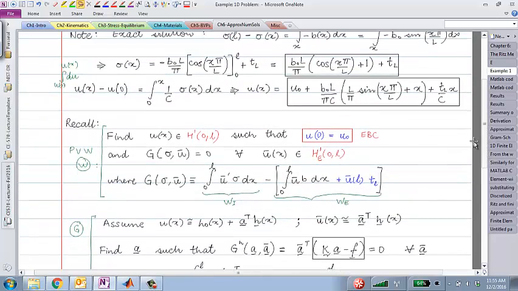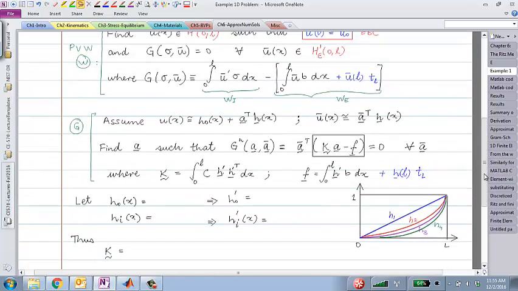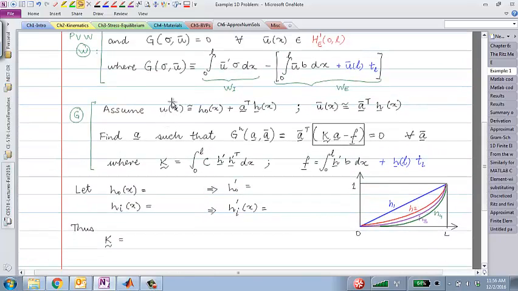What we are going to do is to again use the principle of virtual work form of the weak form. And we are going to plug in our approximation for the real displacement. Remember, the approximation for the real displacement was h0 plus a transpose times x, and the coefficients are the ones that we are trying to find. And the virtual displacement is simply given by a bar transpose x.